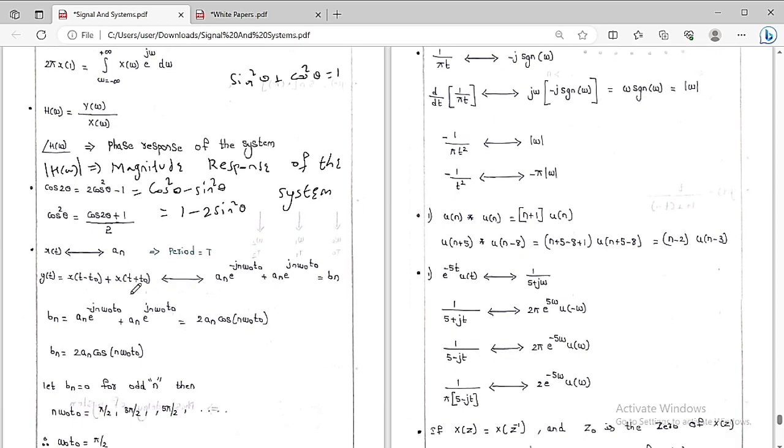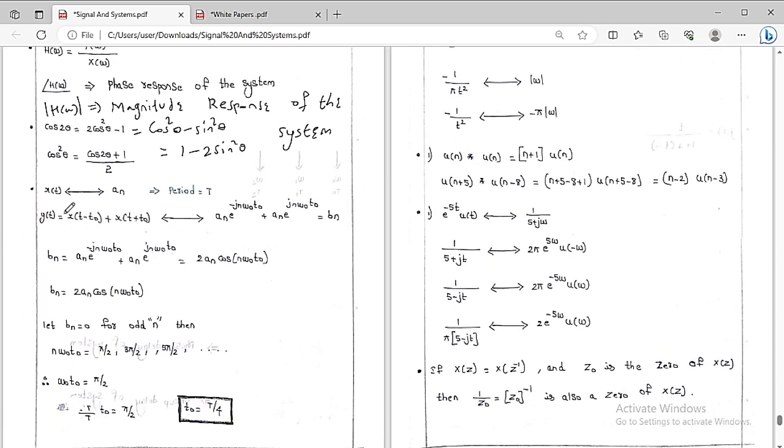The next important thing is, suppose x of t is a periodic signal which has a period of T, and it has a Fourier series coefficient a n. We can take a n, or b n, or c n. The concept is the same. Suppose the signal y of t.